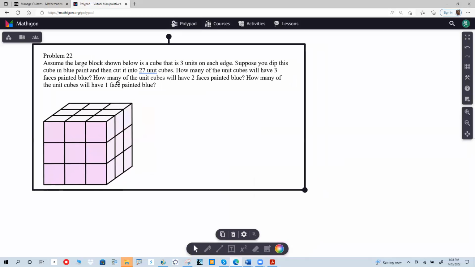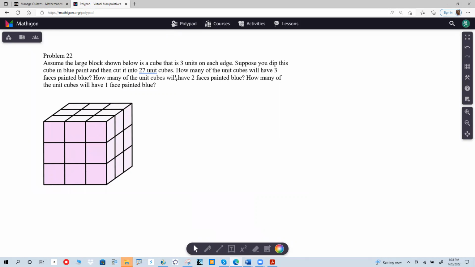A large block of cube. It is 27 unit cubes, like you would expect. How many of the unit cubes will have 3 faces painted? Okay, Connor, the 3 faces will always come from the corner. You're going to take this block and dip it in blue paint. Everything that you see pink will be blue. Okay?